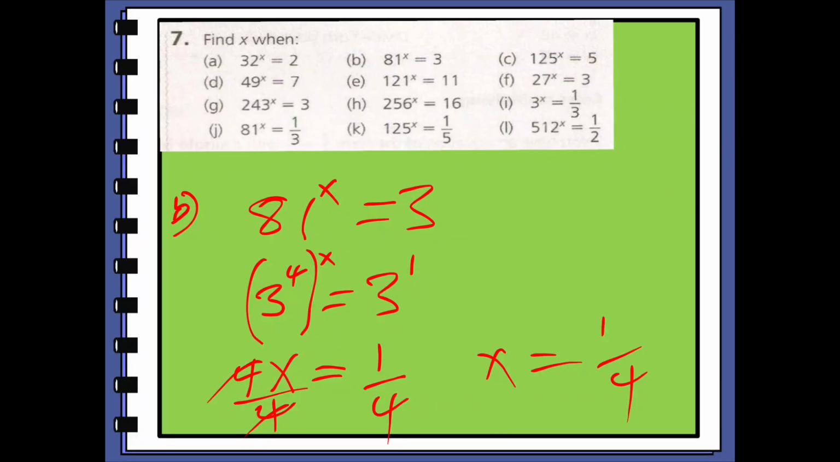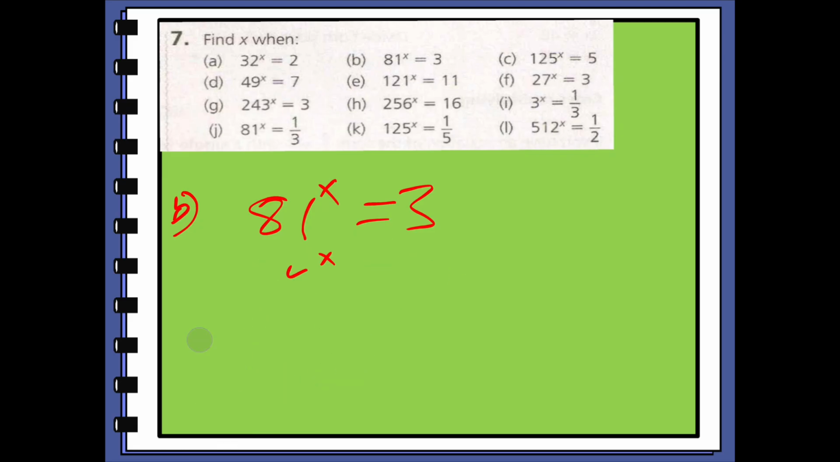So use the same method to answer C, D, E, F, G, H. Then I is a bit different, which means we need to do it together.